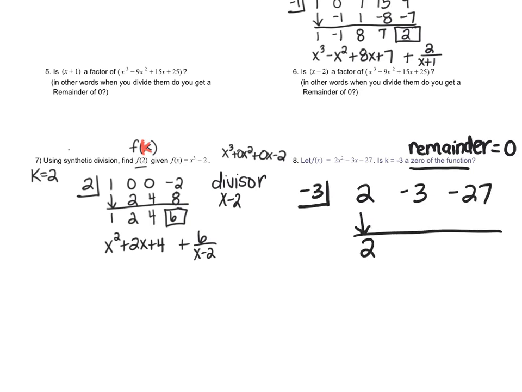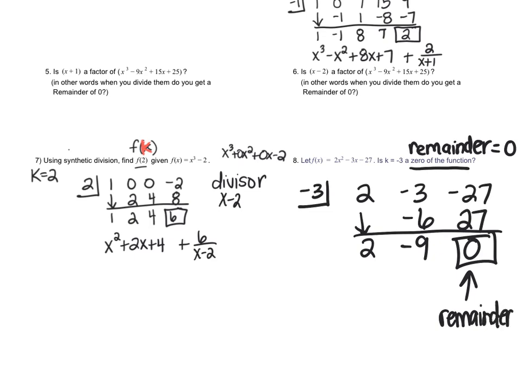So that's going to be 2 times negative 3, that's going to be negative 6, negative 9. So negative 3 times negative 9 is going to be positive 27. So my remainder is 0. So this is a 0 of that problem. So the answer is yes, because my remainder is 0.